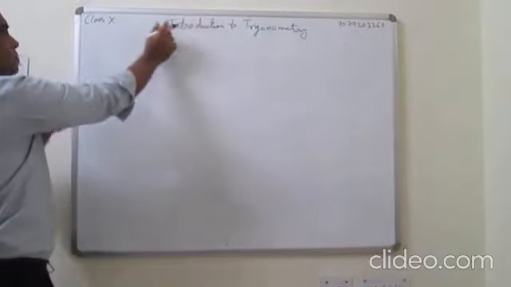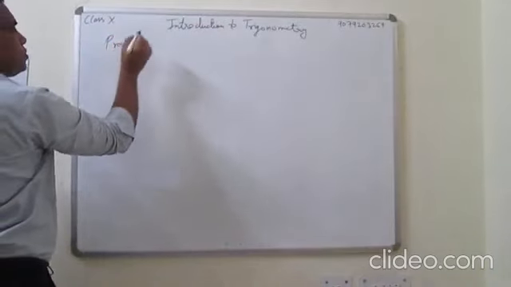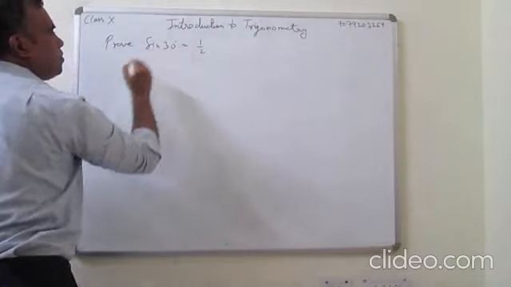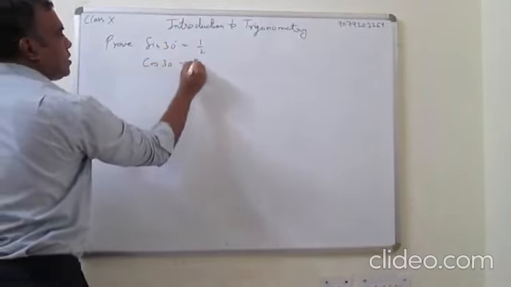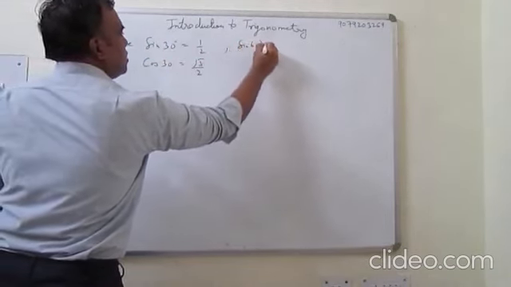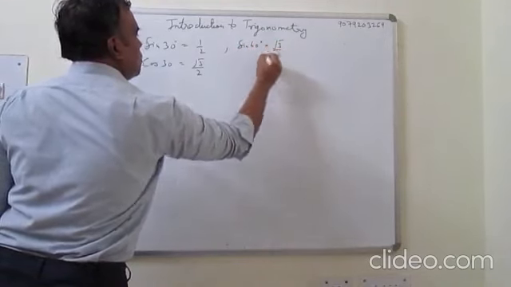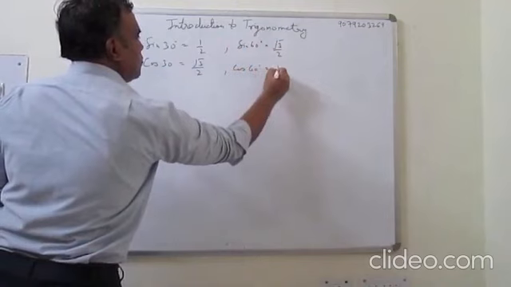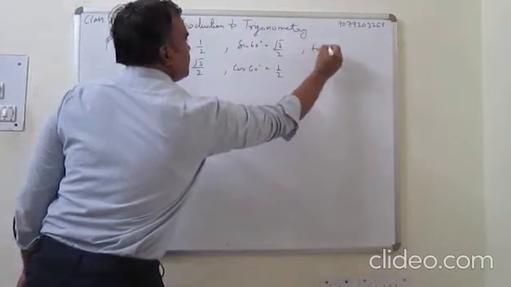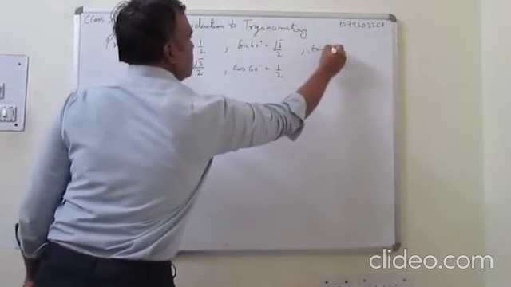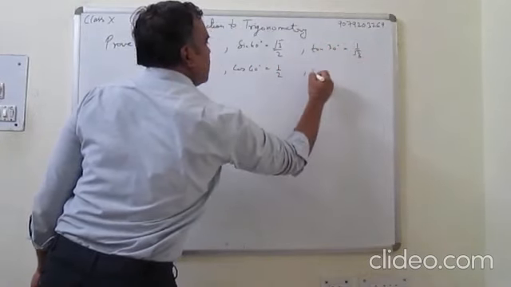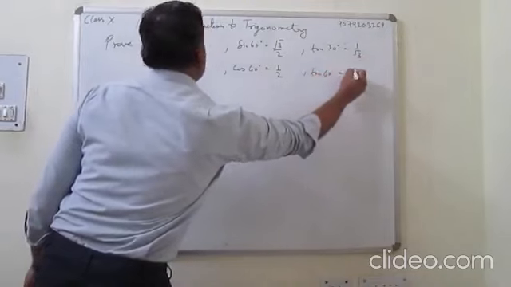Now prove the trigonometric ratios of 30 and 60. Sin 30 is equal to 1 by 2. Cos 30 is equal to root 3 by 2. Sin 60 is equal to root 3 by 2. Cos 60 is equal to 1 by 2. Tan 30, prove 1 by root 3, and tan 60 you have to prove root 3.